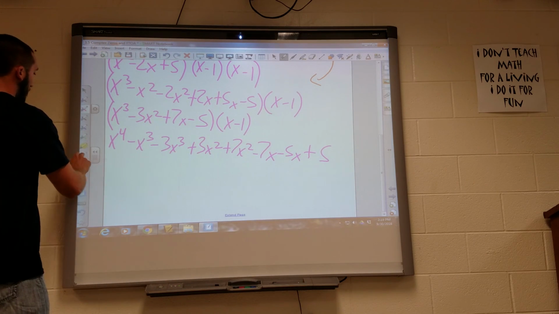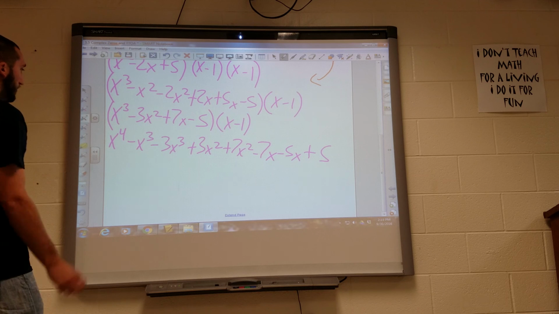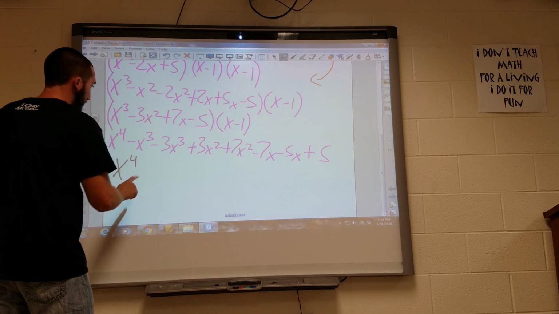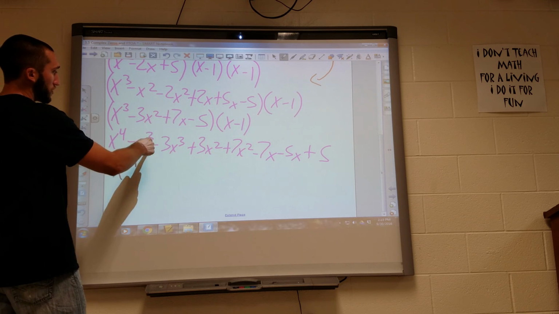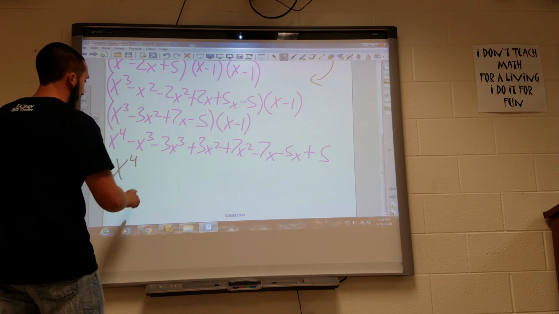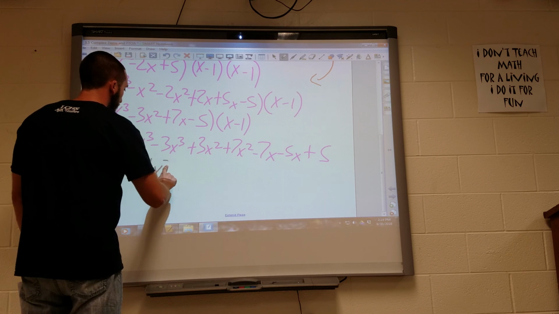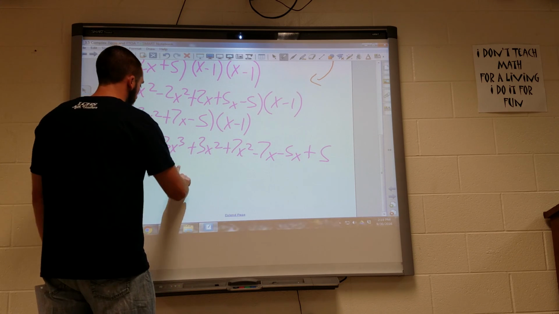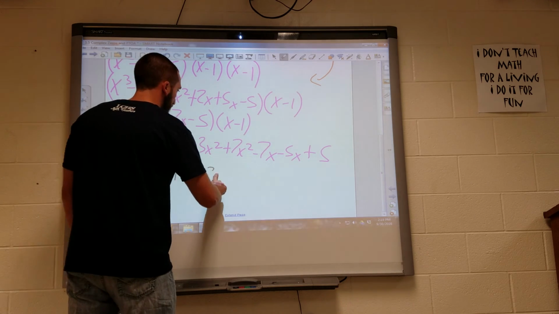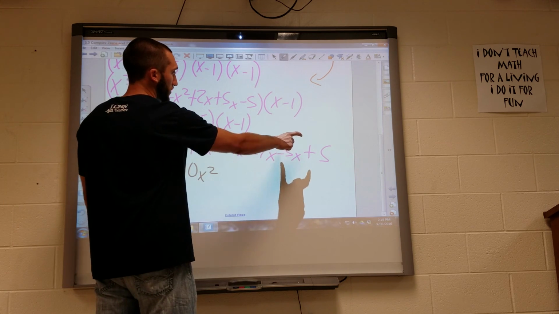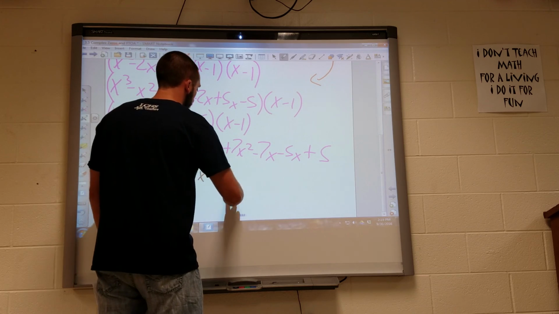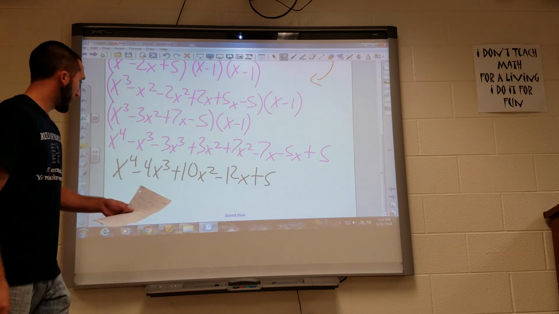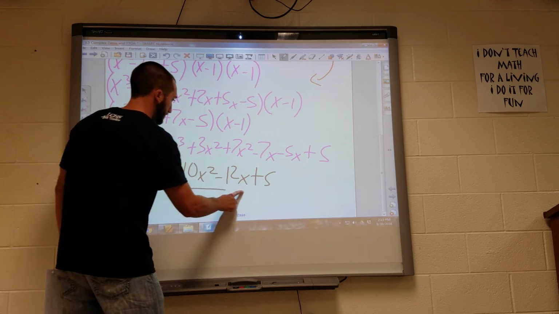So last time I will simplify to get the final polynomial, and I get x to the 4th. Here I have a negative x cubed and a negative 3x cubed, so I end up with negative 4x cubed. Here I have a positive 3x squared and a positive 7x squared, which gives me a positive 10x squared. Negative 7x and negative 5x gives me a negative 12x plus 5. And that checks.